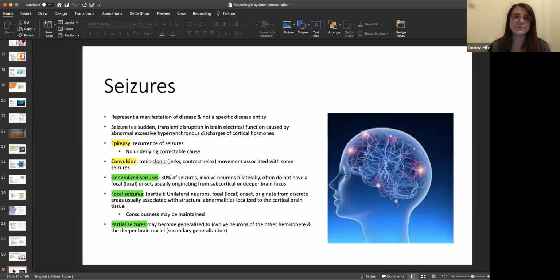We have generalized seizures, which are 30% of seizures. They involve neurons bilaterally and often do not have a focal or local onset, usually originating from a subcortical or deeper brain focus. Focal seizures are partial. There are unilateral neurons, focal local onset, and these originate from discrete areas, usually associated with structural abnormalities localized to the cortical brain tissue. Consciousness may be maintained through these. Partial seizures may become generalized to involve neurons of the other hemisphere and the deeper brain nuclei, which is secondary generalization.